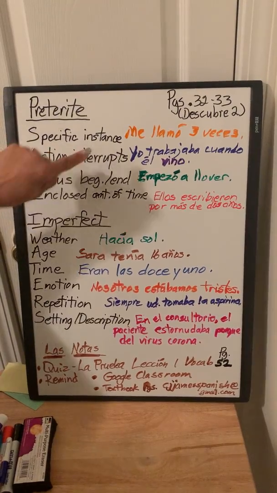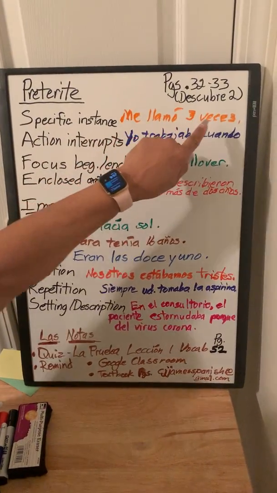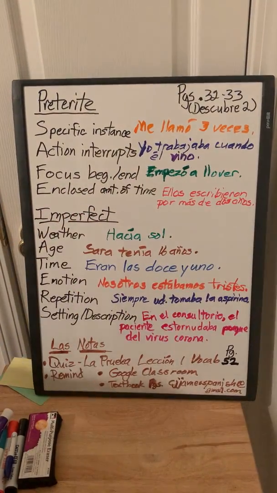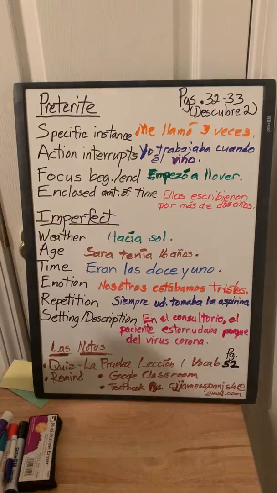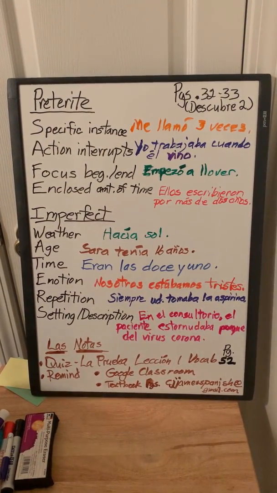S is for a specific instance. Me llamó 3 veces. He called me, or she called me, 3 times. It tells you exactly when that action happened in the past.